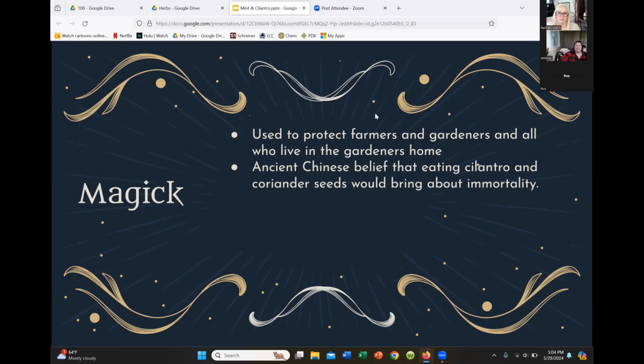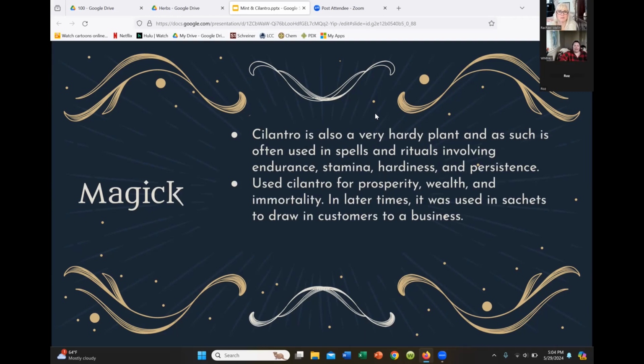And then ancient Chinese believed that eating cilantro or coriander seeds would bring about some type of immortality. So there's this immortality association with it. And it's really hardy, which I think also makes it a little connected to earthy. I feel like really hardy plants tend to be a bit earthy. And so it is often used for spells regarding endurance, stamina, hardiness, persistence, surviving, all of that stuff. That makes sense.